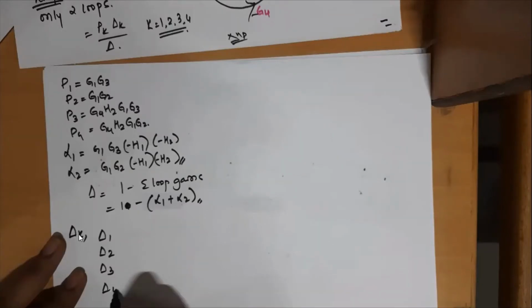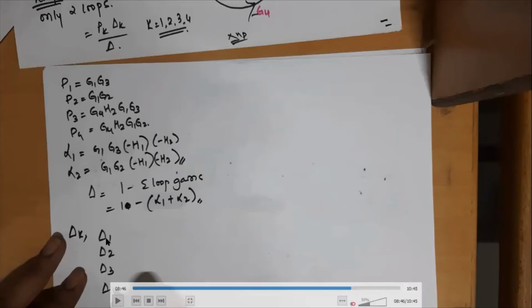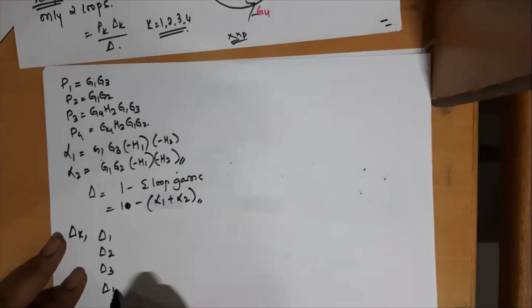Then how do we find delta K? Delta K is quite confusing, so I repeat the definition of delta K again. If you want to find delta K, remove all those gains from delta which are touching the kth forward path. I repeat, remove all those gains from delta which are touching the kth forward path. That will give you delta K. So how are you supposed to read delta 1? Delta 1 is obtained by removing those loop gains which are touching the first forward path.